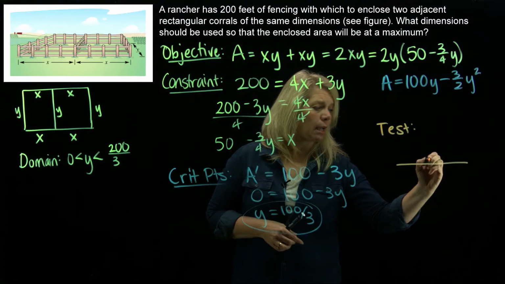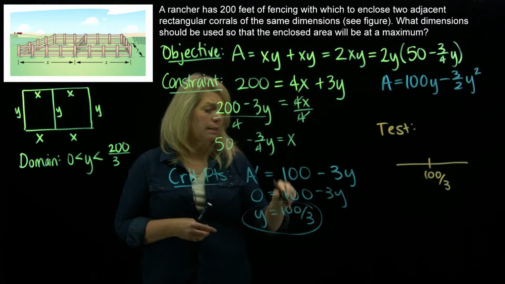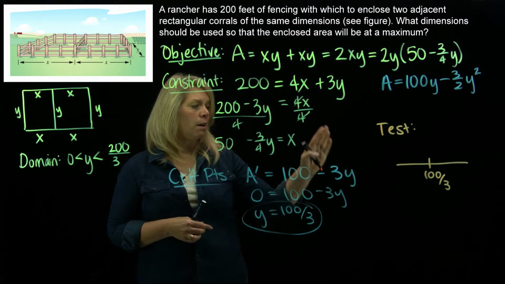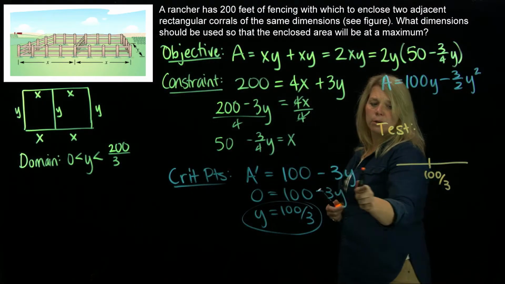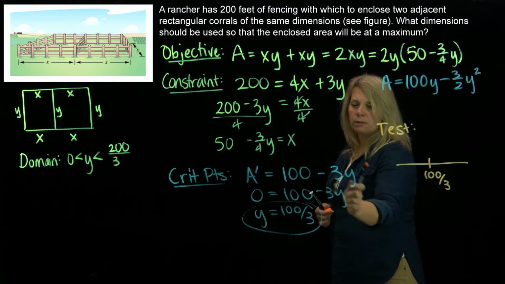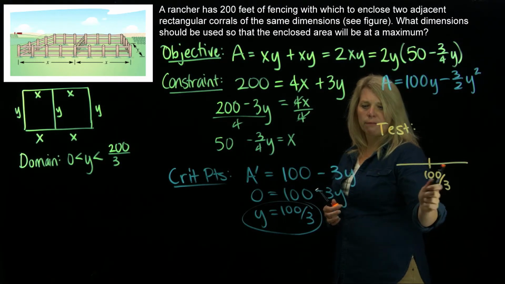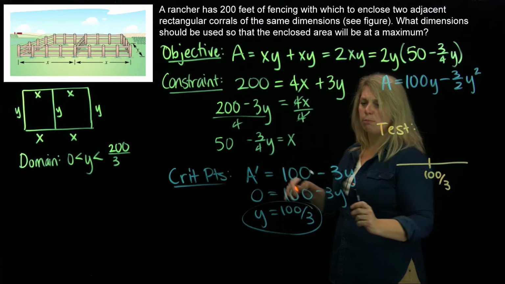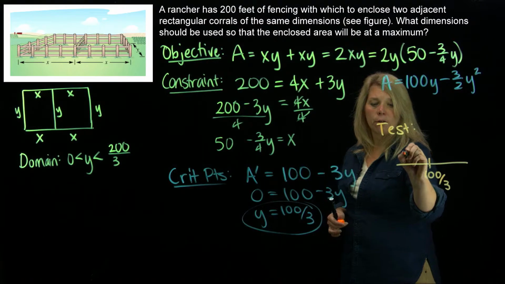All right, so I'm just making a number line. I'm putting my critical value on the number line, and I'm looking at the sign of that first derivative on either side of my critical point. So when I plug in numbers that are less than 100/3 into my A prime, values that are still in my feasible domain, I'll get a positive answer for my A prime.